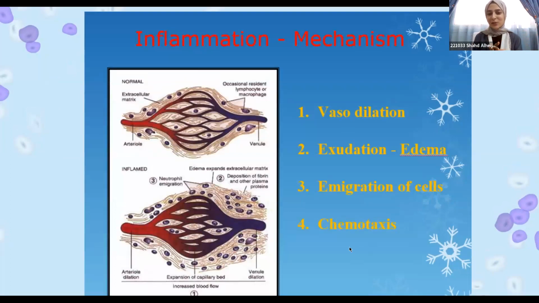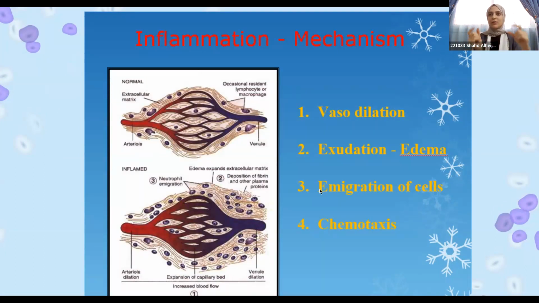So this is how it was in your slides. The mechanism of inflammation starts with vasodilation. As you can see in the image here, the top image shows the normal vessels, and the image below shows the vasodilation. Vasodilation basically means the blood vessels will expand or dilate. Now, this would allow more blood to flow through those vessels.